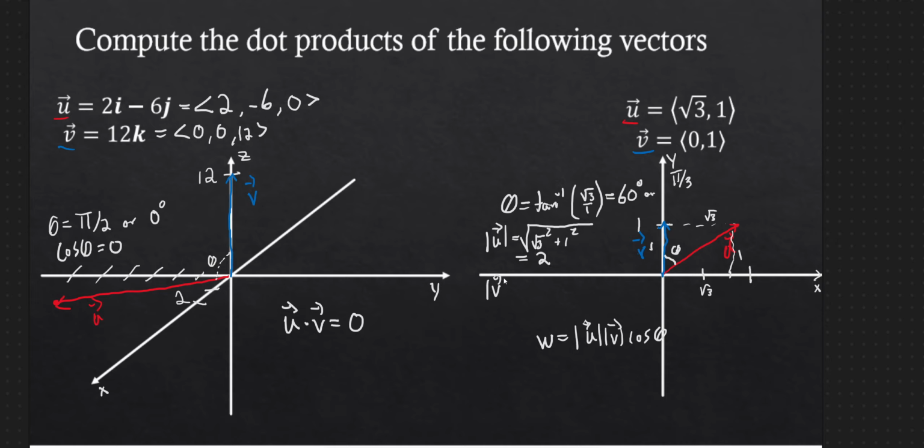V is a unit vector, right? It's 0, 1. This is j, right? This is the same as j in 2 dimensions. That's a unit vector. That's just 1. So magnitude u times magnitude v, that's 2. Cosine theta, or rather theta is 60, so cosine of theta is a half. Remember that unit circle. We're going to be using it a lot, just like in every other calculus class. So that's 2 times a half. The work done here is, let me just write it out, 2 times a half is exactly 1.